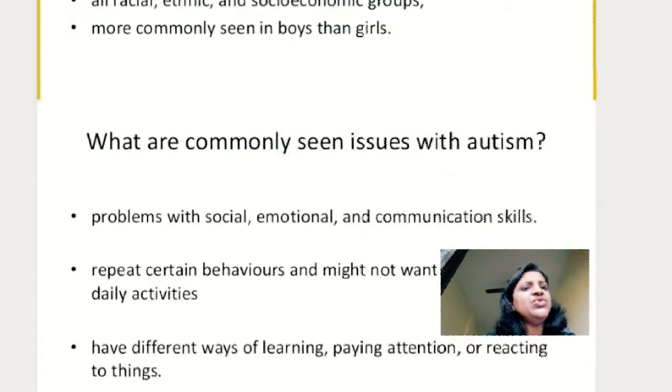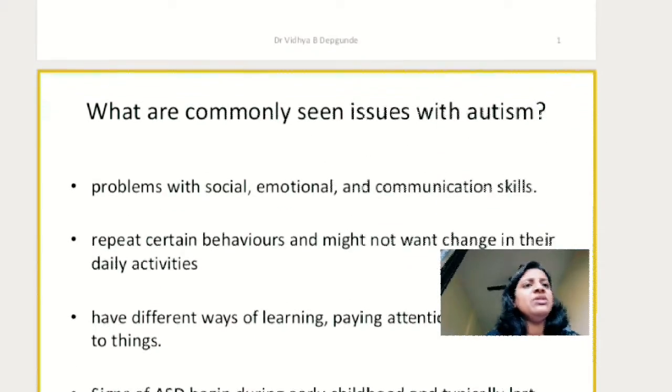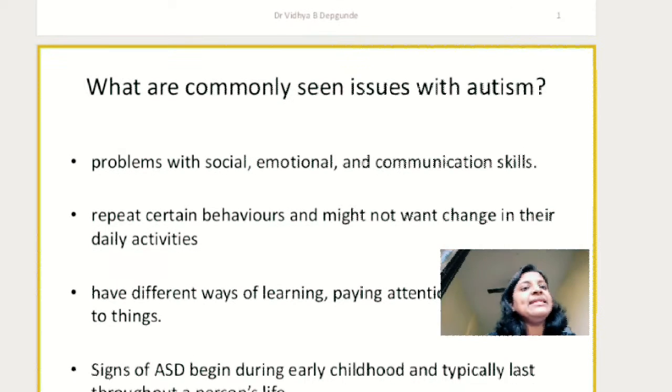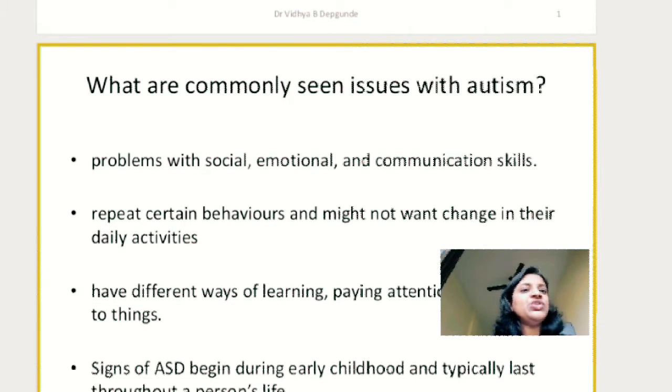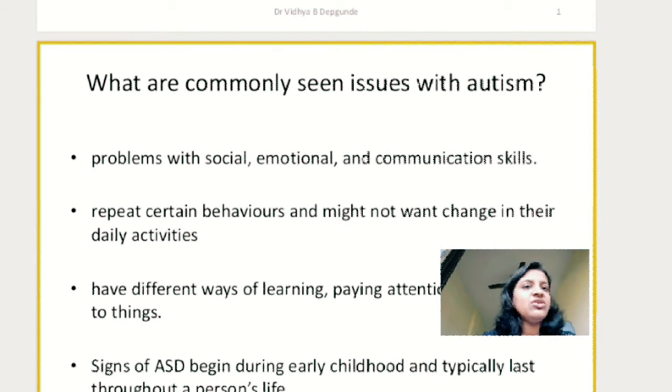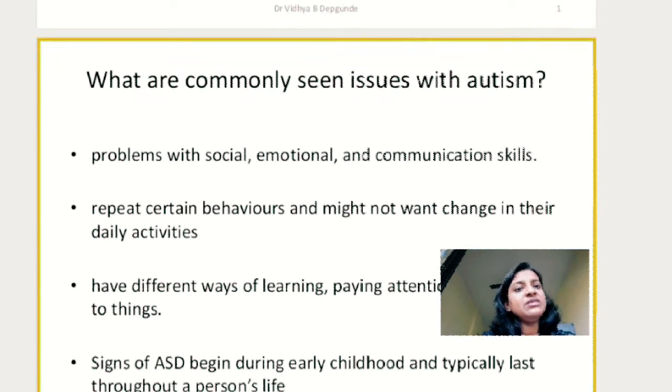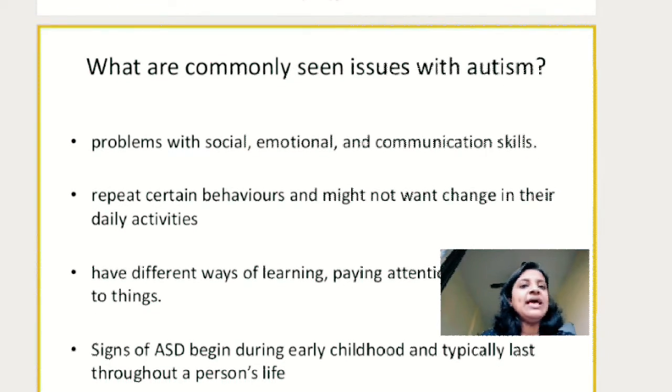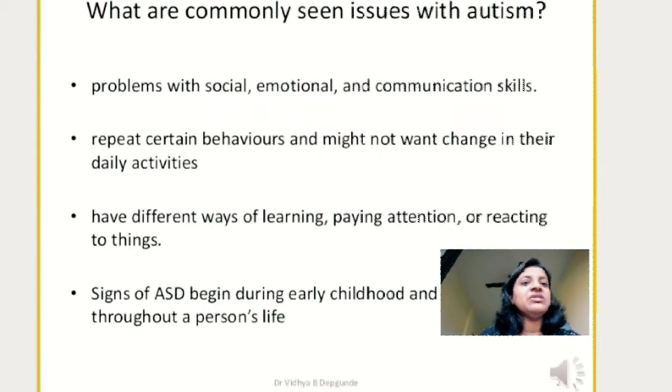There are some common issues seen in all children with autism. They have problems with social, emotional and communication skills. They repeat certain behaviors and they don't like change in their routines at all. They have different ways of learning and paying attention to things. The signs of autism begin early in childhood and last throughout the person's life.